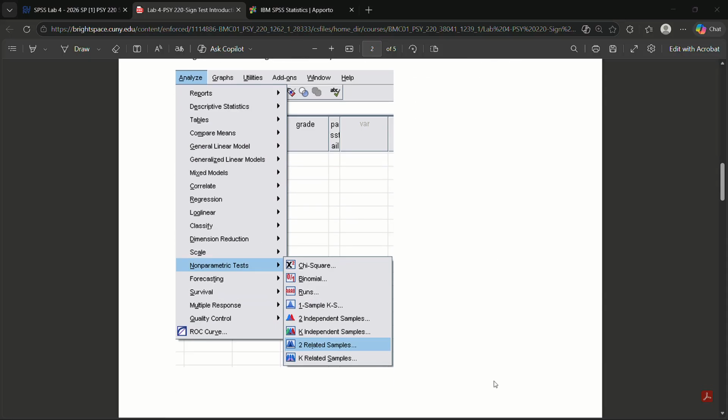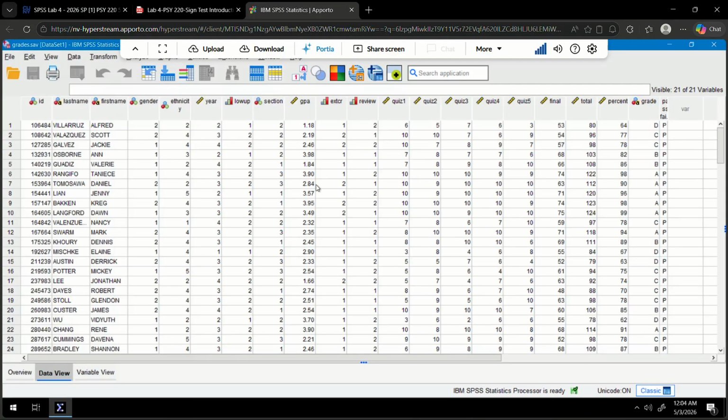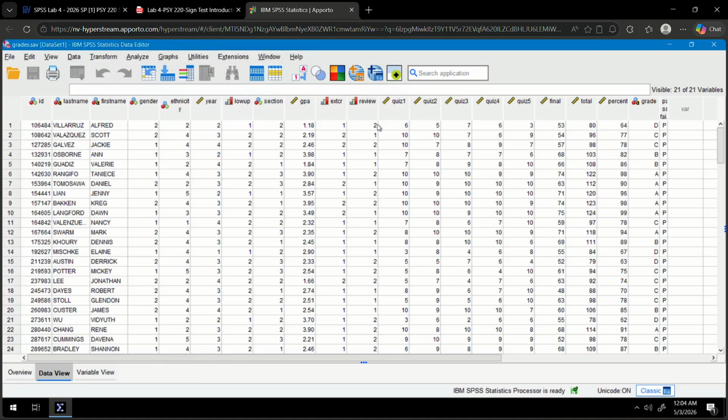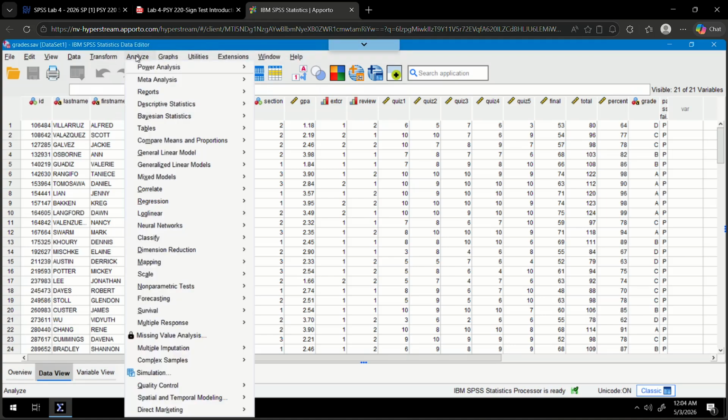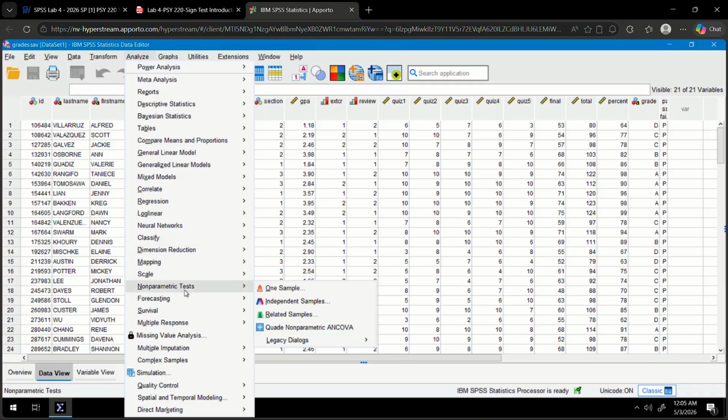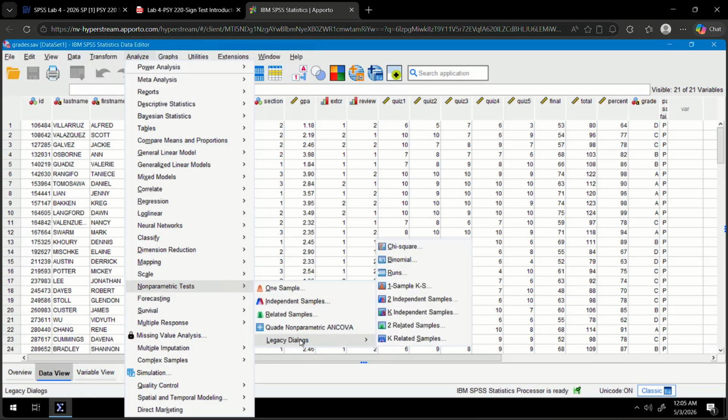So we're going to open up the grades.save file in SPSS or through a Porto's SPSS, right? It looks like it right here. And we're going to go in and we're going to look at the sign test. So it falls under Analyze, Non-parametric Tests. And you're going to go down to Legacy Dialogs. And we want 2 Related Samples. So this is very similar to the correlated groups or the paired sample t-test where you have the same individuals in 2 conditions.